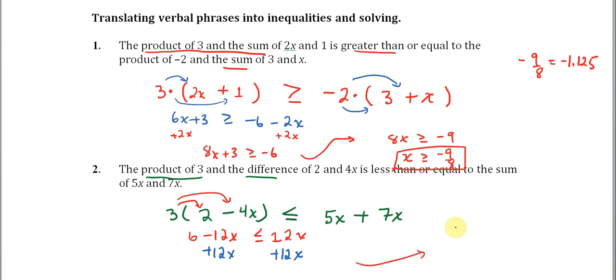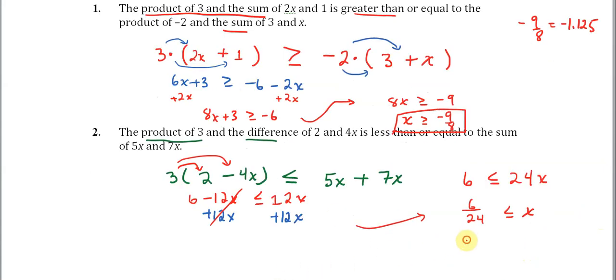And we'll finish the problem over here. This gives us 6 is less than or equal to, these 12x and -12x cancel, 24x. Okay. Divide both sides by 24. We get 6 over 24 is less than or equal to x. And we should always simplify our fraction. 6 over 24 turns out to be 1/4 is less than or equal to x.